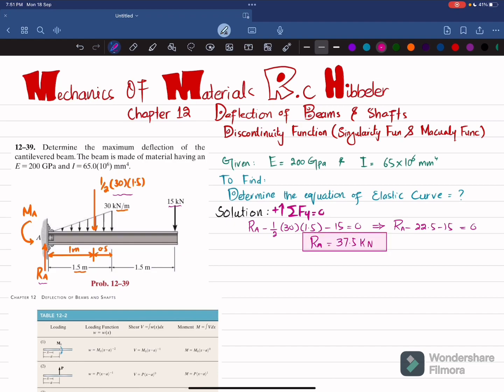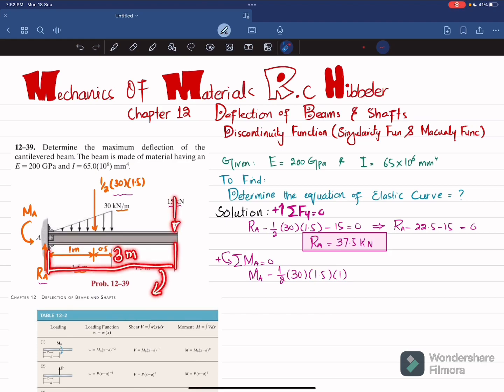Now you will find the moment. For moment we will apply the equation sum of all moments about point A is equal to 0, taking the counterclockwise moment as positive. So about this point A, this Ra is passing through this point, so it is not producing moment. The first moment is this one, which is the reaction moment Ma, and that is counterclockwise, so it will be positive. The second moment will be produced due to this force times the perpendicular distance, which is 1 meter, and this is producing clockwise, so it will be negative. So I will write minus 1/2 × 30 × 1.5 multiplied by the perpendicular distance, 1. The other moment is produced due to this 15 times the perpendicular distance, which is 3 meter, and this is also producing clockwise, so it will be negative. So I will write minus 15 × 3 is equal to 0.